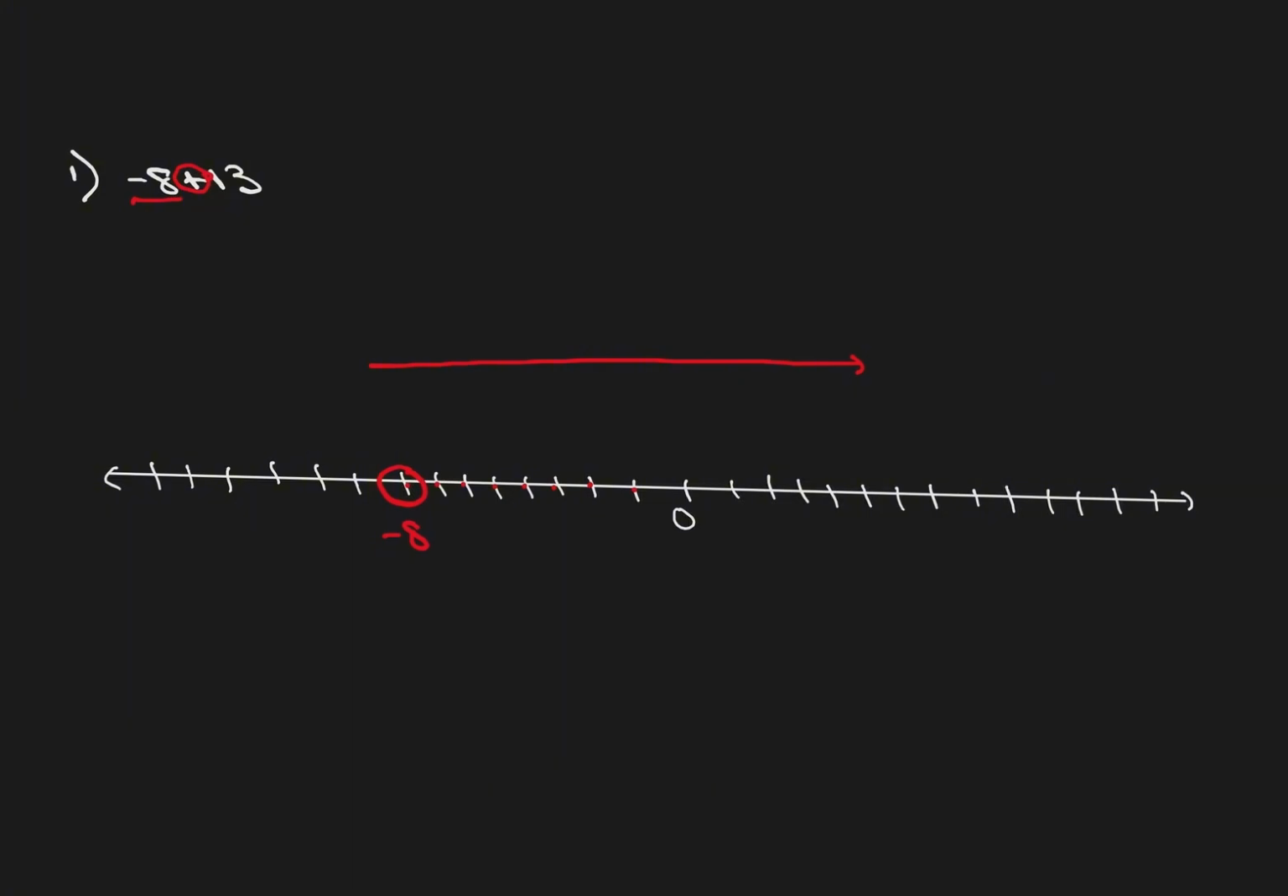Let's jump 13 steps. 1, 2, 3, 4, 5, 6, 7, 8, 9, 10, 11, 12, 13. It's landed us right here, but we need to figure out what number this is on the number line. It's 1, 2, 3, 4, 5 units away from 0 on the right side of the number line, which means that this number is positive 5. This means that -8 plus 13 is equal to positive 5. If 13 was a negative number, then we would go in this direction to the left of -8 on the number line.